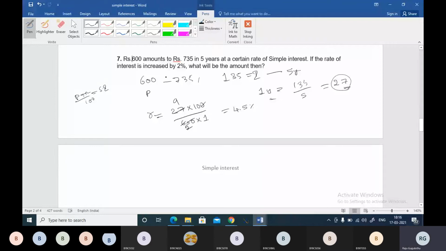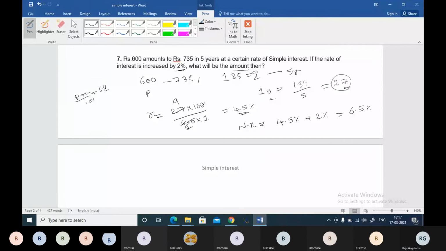Now they are saying that a 2% increase is there in the interest rate. So the new rate will be 4.5 percentage old plus 2 percentage new. It will be 6.5 percentage. And what will be the amount then? So the question is, if the rate of interest is increased by 2%, what will be the amount then? Rate we know is 4.5. Now guys, 6.5% is the new rate, and we want to find the amount.